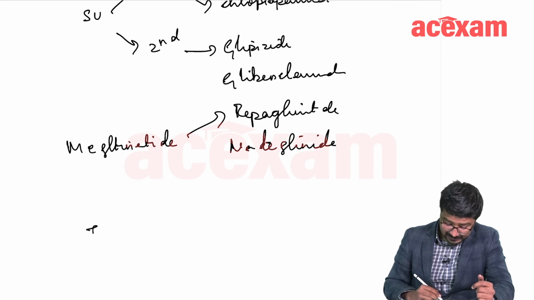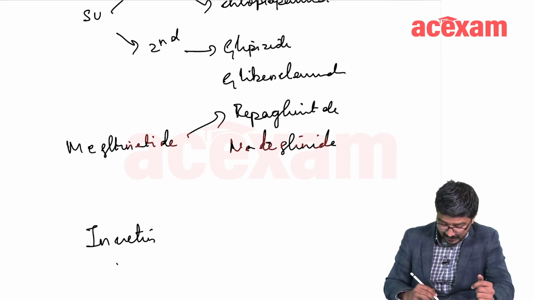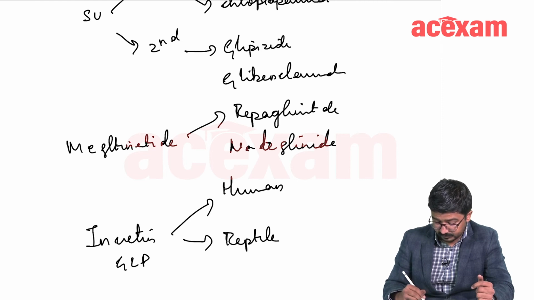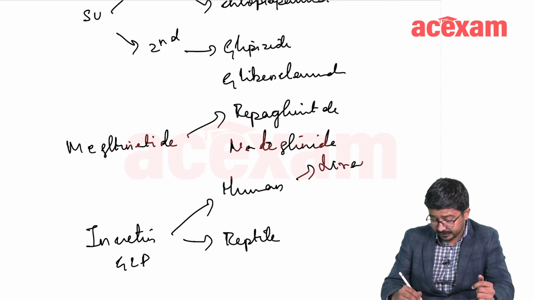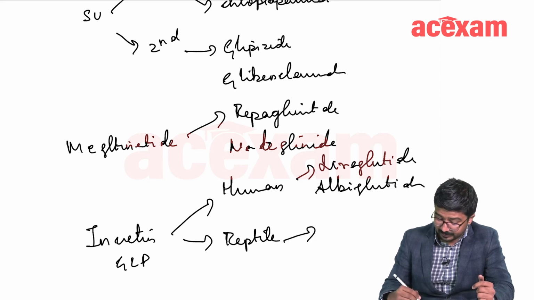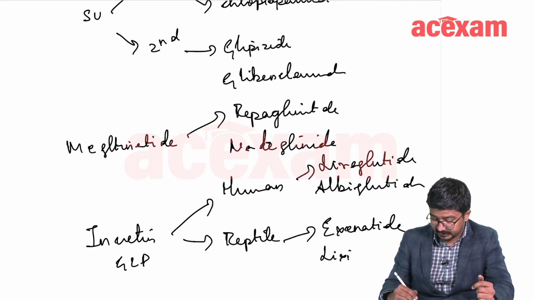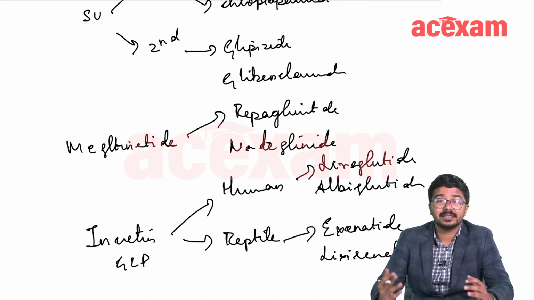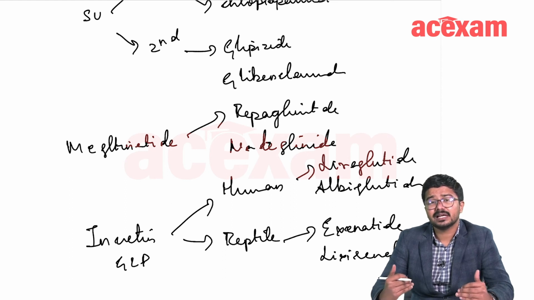Next are the incretins, which are also known as the GLP-1 analogs. It can either be human or it can be reptile. Within human you have liraglutide, albiglutide. Within reptile we have exenatide, lixisenatide. So these are all the different classes of antidiabetic drugs, right? But where do these drugs act?